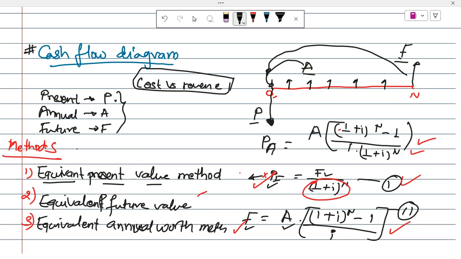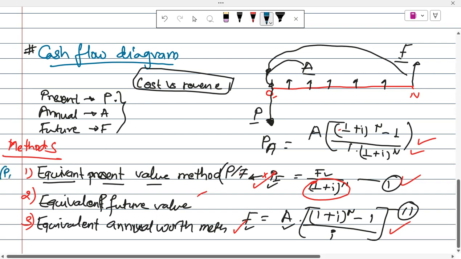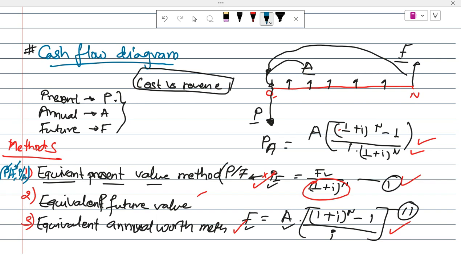Here the standard convention is like this: present value from future value, or present value from annual value, again the equivalent present value method. The convention is that we write which value is to be found, and which value it is converted from. So P from F, P from A. The equivalent future value method is similarly F from P and F from A. The annual worth method is A from P and A from F. This is how the convention has developed. I think this is all about the cash flow diagram.